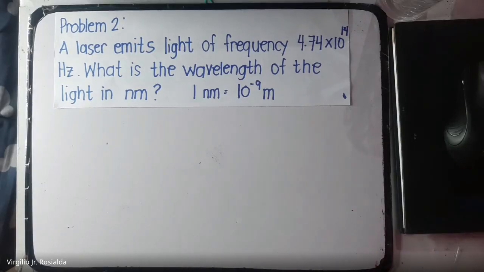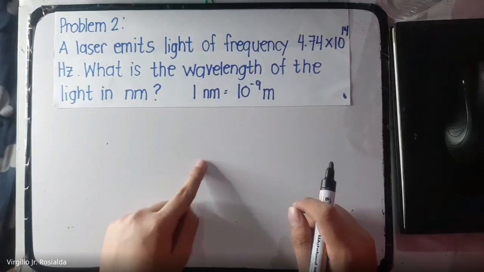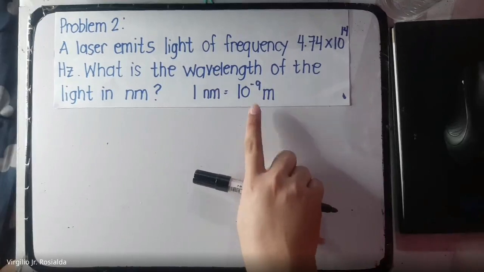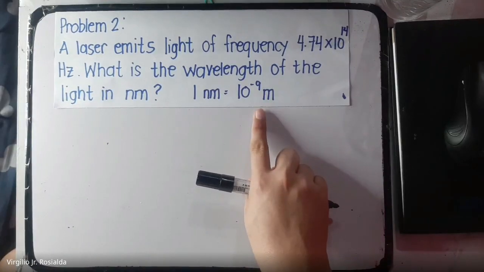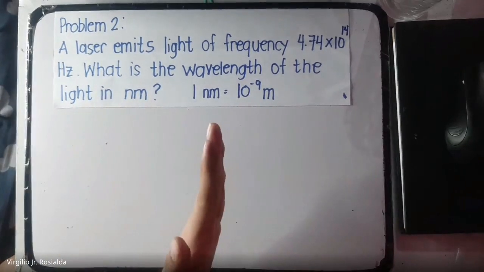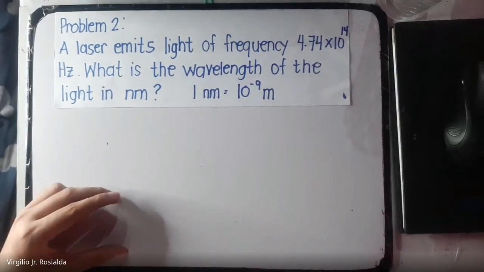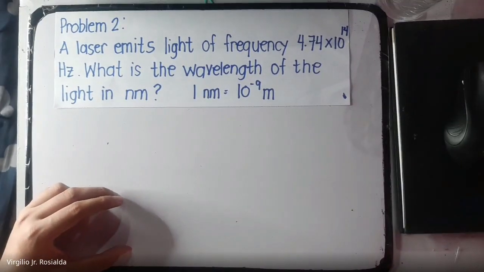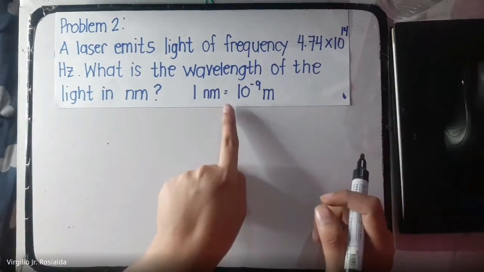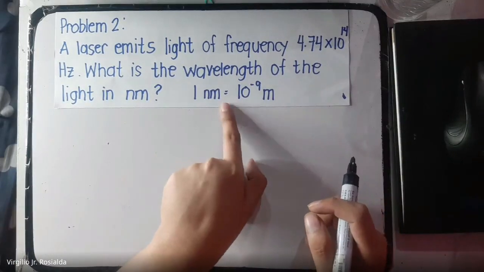Okay? So, meron tayo ditong conversion factor. For every 1 nanometer, you have 10 raised to negative 9 meters. Okay? That is our conversion factor because we are asked to find the value of our wavelength in nanometer. Not in meter, but rather in nanometer. So, pag nakuha natin yung wavelength, since ang magiging final value of our wavelength is in meter, we need to convert that into nanometer. And we are going to use this particular conversion factor.